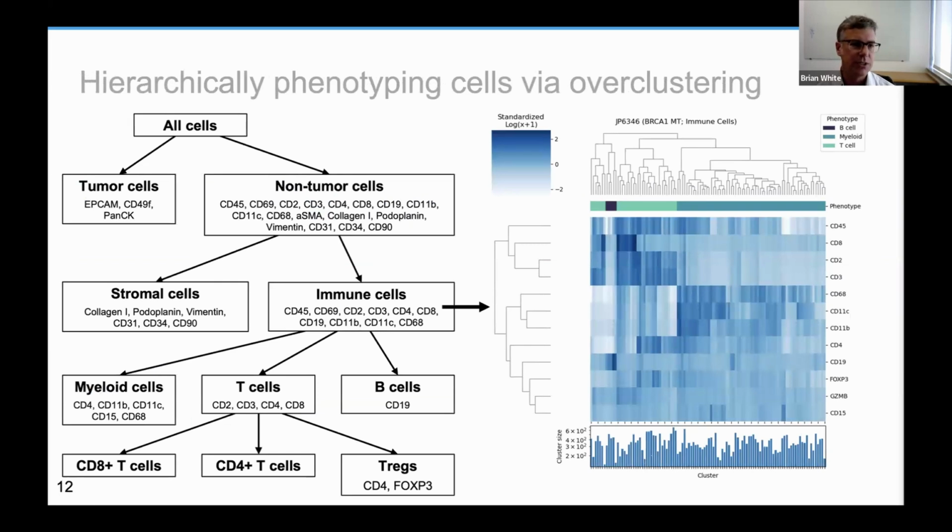For example, we first partitioned the cells into tumor cells and then non-malignant or non-tumor cells. We then subdivided the non-tumor cells into stromal and epithelial, and so on. At each stage, we overclustered the cells based on a relevant subset of markers and then collapsed the related clusters. I'm trying to show that here on the right. Each of these columns is a cluster of cells, and you can see that they aggregate into metaclusters, which themselves are clustered. In this case, there are 3 clusters.